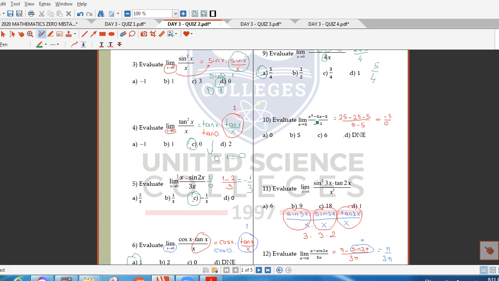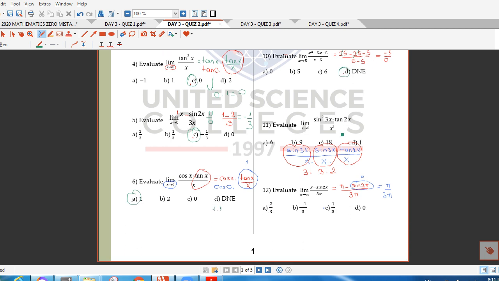Question 10. It is rational, maybe it is 0 over 0. Without direct substitution, I cannot decide. Write 5 instead of each x. 25 minus 25 minus 5 over 5 minus 5. The numerator will be a number, the denominator will be 0. It is the case where the limit doesn't exist.